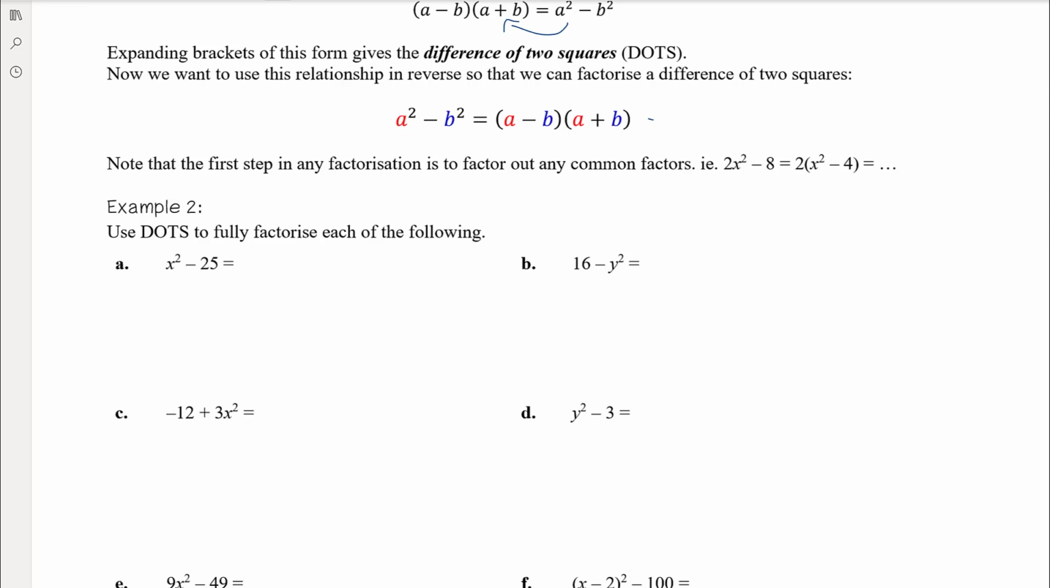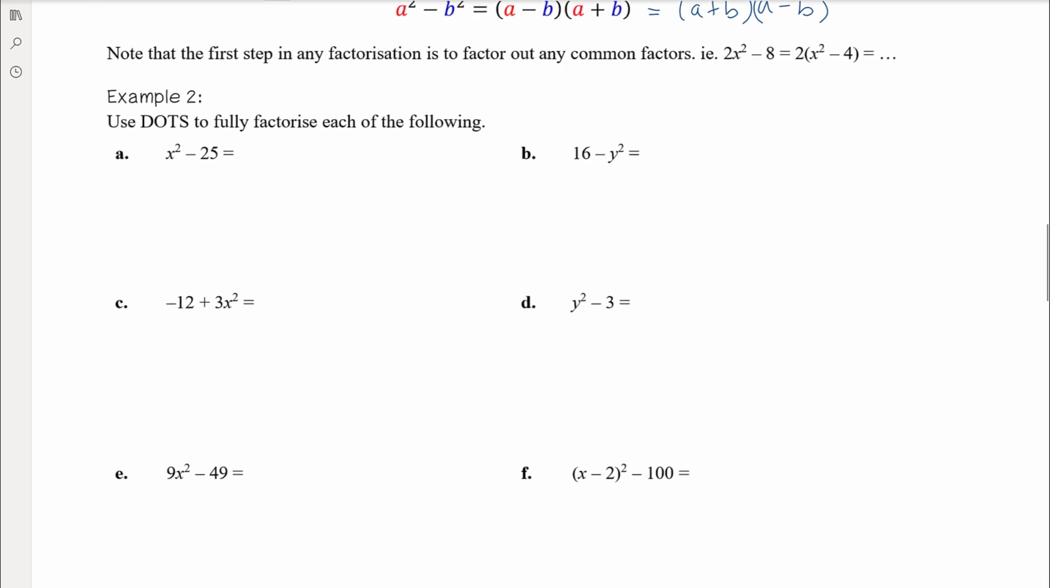Now, this would be the same as having a plus b times a minus b. Remember, the order you write the brackets in doesn't matter. The order you multiply things in doesn't matter. So you can put the negative in the first bracket or the second bracket, it doesn't matter. That's up to you. All right, so we want to use difference of 2 squares to fully factorise each of the following. So we first need to identify that we have a difference of 2 squares.